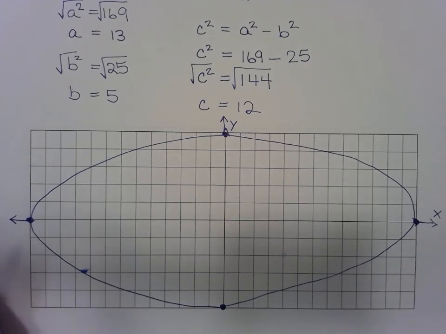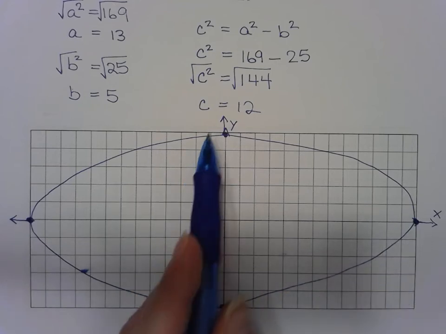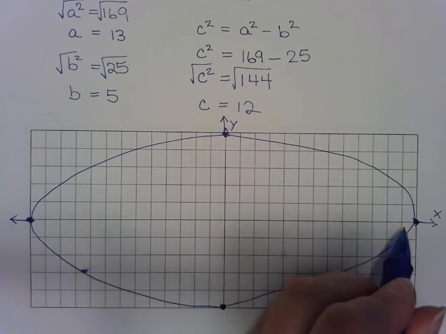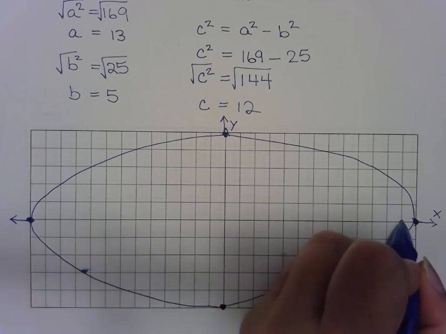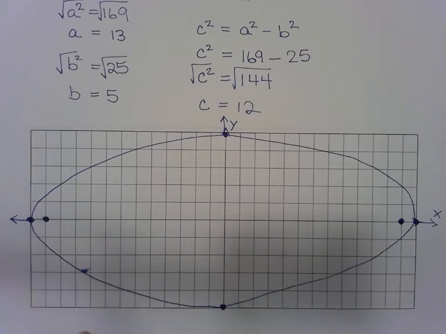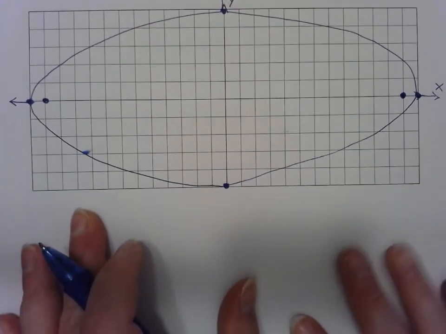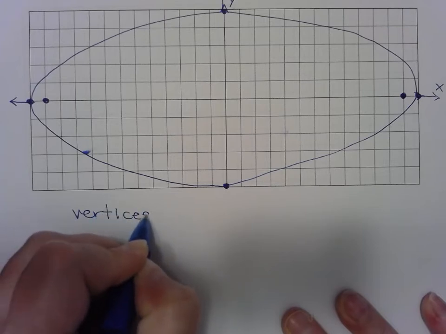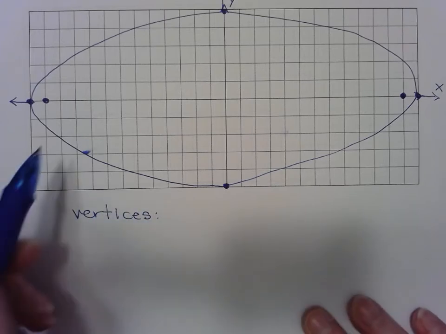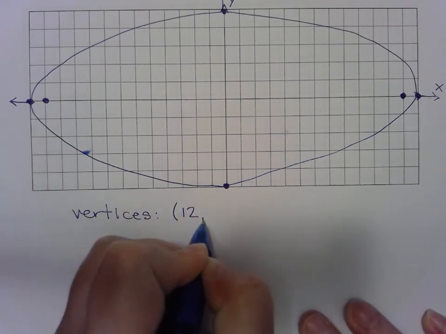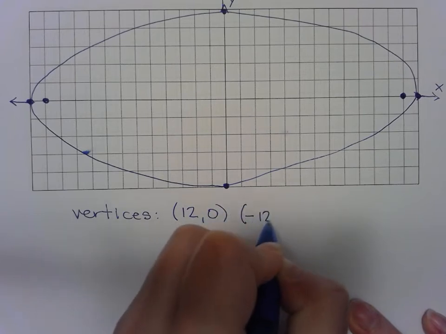I did an okay job at that. Not really. I probably could have made this rounder, but that's okay. The C, remember, gives us the focus points, and it's always going to be on the major axis, which is the longer one. So this one is at 12 and at -12. So let's jot down these points, because you're going to be asked to list these out. The vertices are the endpoints of the major axis. So they are at (12, 0) and (-12, 0).